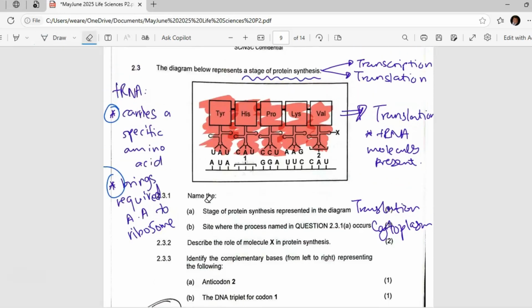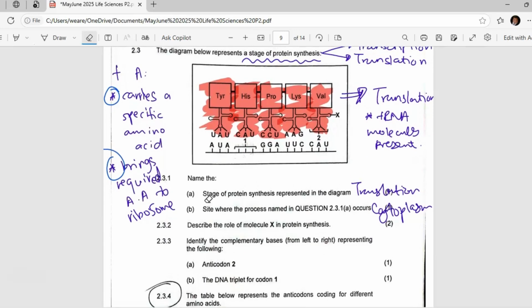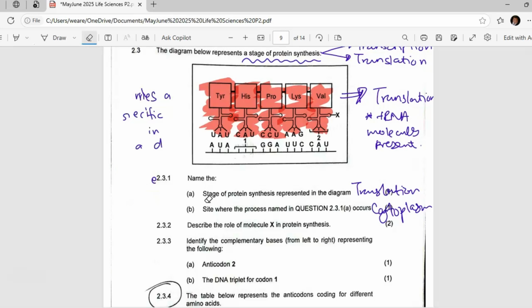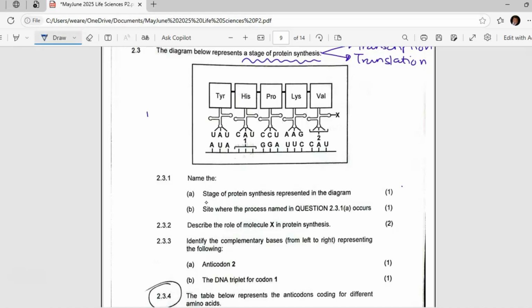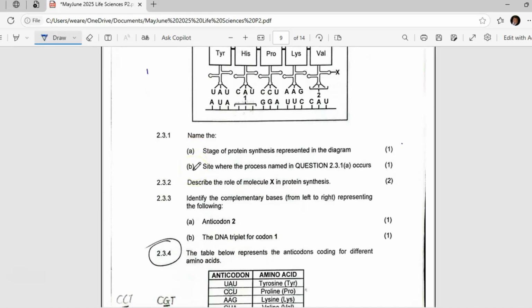So now what I'd like us to do is we're going to do 2.3.2, and then we're going to do 2.3.3 and 2.3.4. So with 2.3.4, especially please do pay attention. It is not the easiest question. So that is why I'm making a separate video or a part 2 of this question.